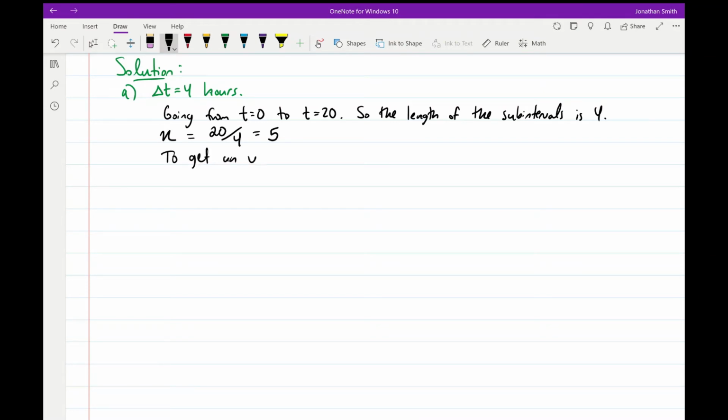And to get an underestimate, we use the rate at the left-hand side of each of these intervals.